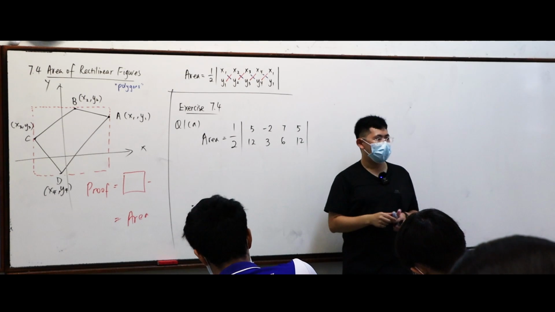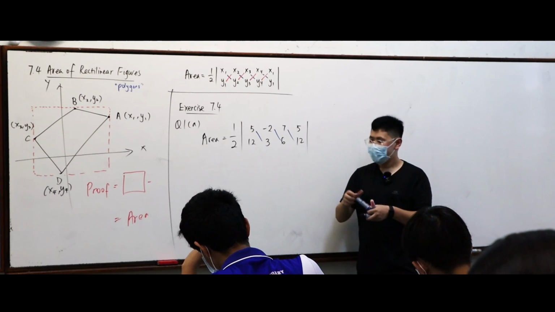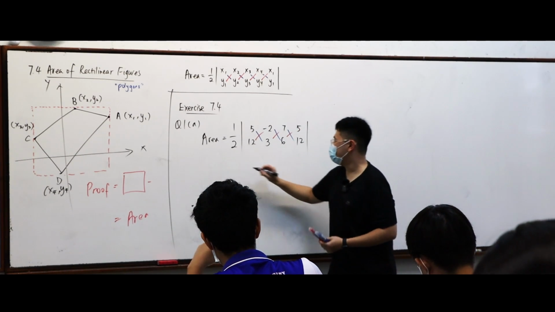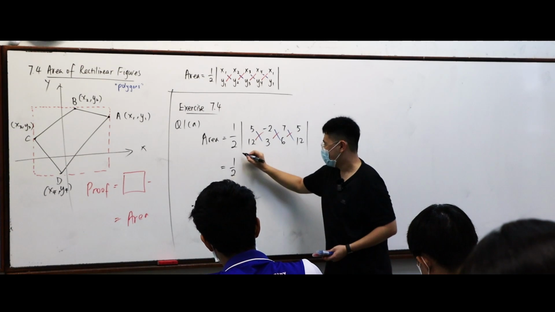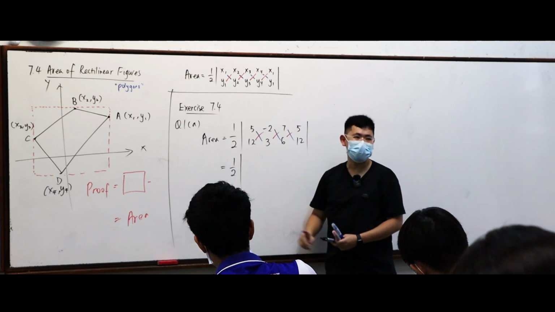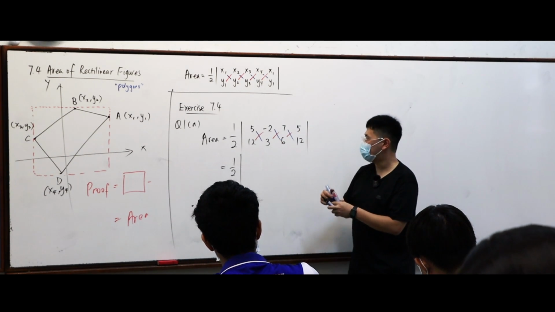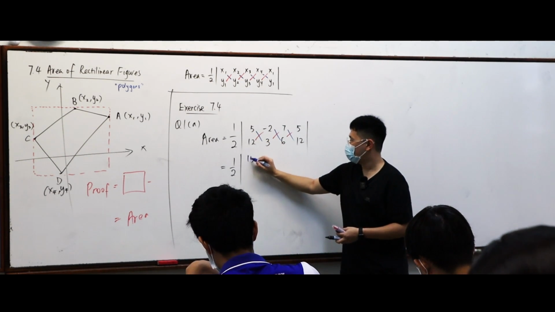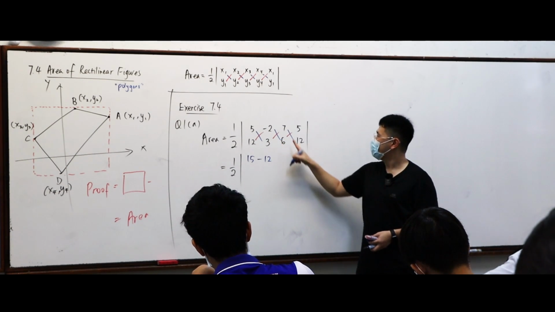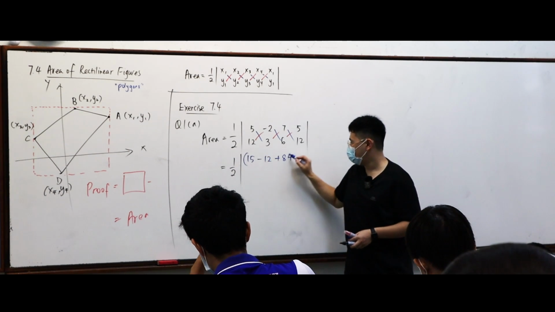Now, next, we need to do a series of multiplications, and then we need to minus off those things over there. So let us take a look at this one. So this is half. Now I'm going to keep this over here. This one is actually the modulus sign, but I'll tell you what it is later. So first, let's take a look at the blue lines. 5 times 3, 15. -2 times 6 is going to be -12. 7 times 12, 84.